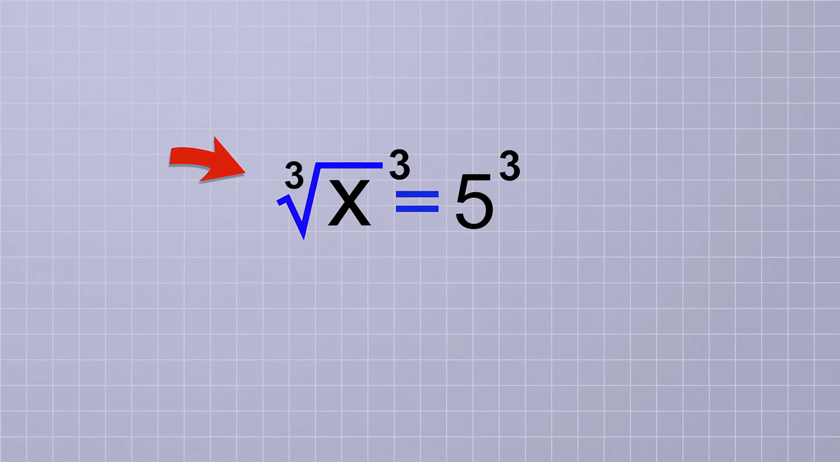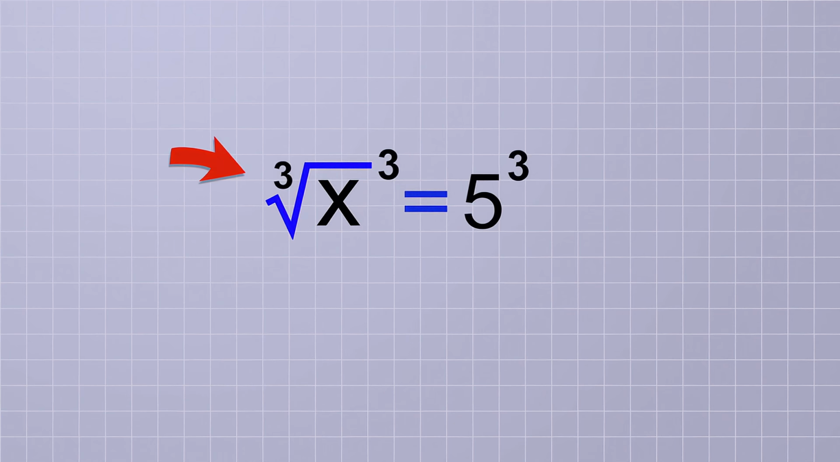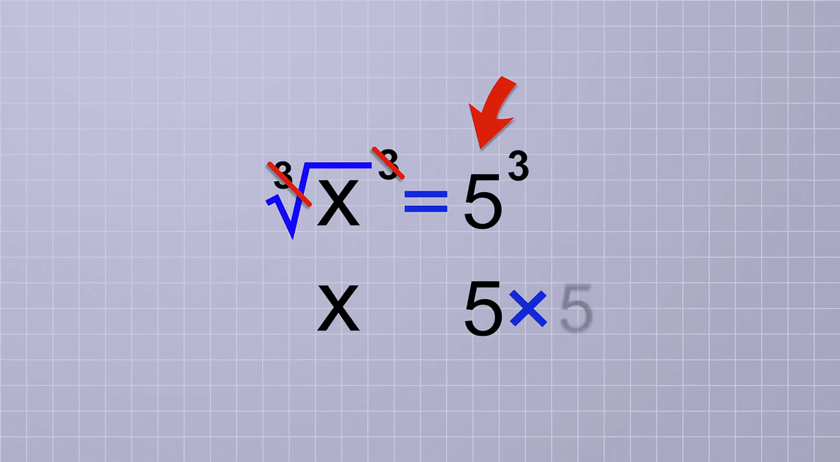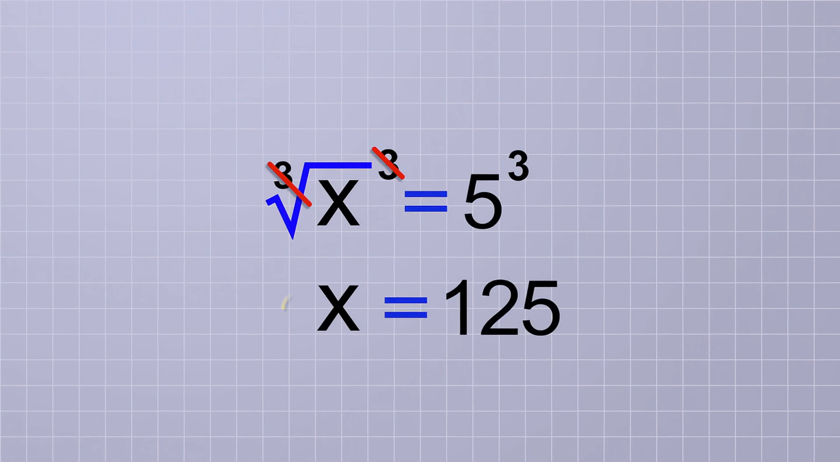So to solve this equation, we need to raise each side of the equation to the third power. On the first side, the operations cancel, leaving x all by itself. And on the other side, we have 5 to the third power, which is 5 times 5 times 5, or 125. So, x equals 125. All right, so that's how you solve very simple one-step equations with roots.